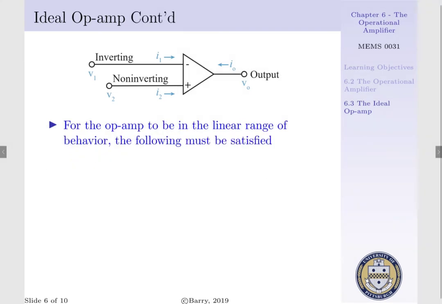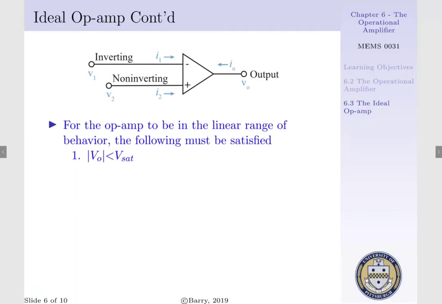Now, for our operational amplifier to obey these assumptions, i.e. for it to be within our linear range, such that we can assume ideal behavior, the following must be satisfied. The first is the magnitude of our output voltage has to be less than our saturation voltage. The second is the magnitude of our output current has to be less than our saturation current. And the third is the absolute value of the time rate of change of our output voltage has to be less than our slew rate.